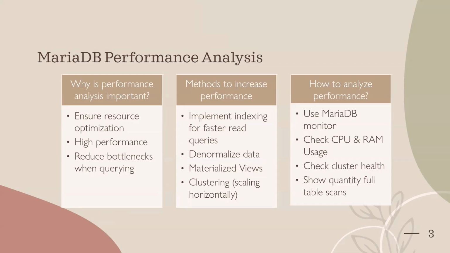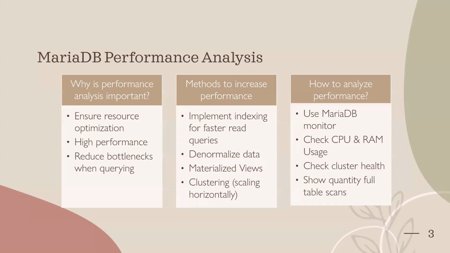And some methods to increase performance in MariaDB include adding indexes to make reads faster. And if that doesn't work, then we could denormalize our data. We could also use materialized views. And if none of these methods increase performance, then we can also scale horizontally by adding more nodes to the cluster. So how to analyze performance?